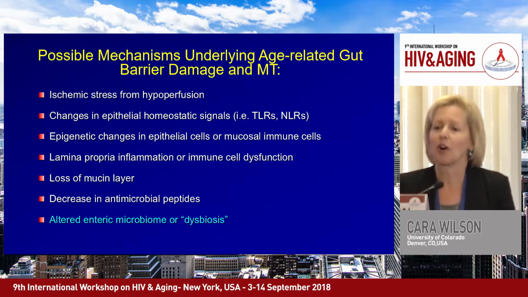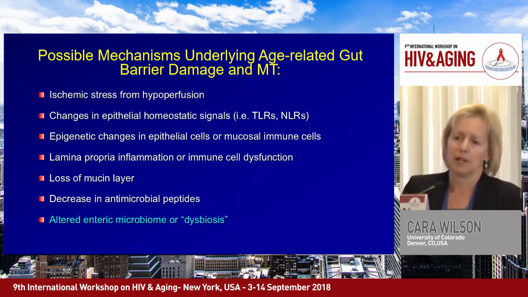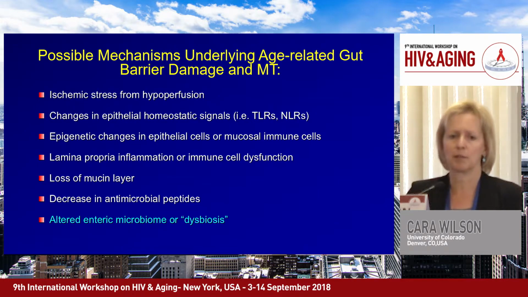What we don't know is what's causing this, and there's a lot of interest in the aging field about this. Some of the possibilities range from ischemic stress from hypoperfusion, hardening of the arteries and low blood flow, to epigenetic cellular changes in homeostatic signals, such as toll-like receptor and NOD-like receptor expression that are involved in homeostasis. There is a possibility that there's lamina propria inflammation or immune cell dysfunction, so immune senescence might be contributing at the gut level. Loss of mucin and antimicrobial peptides have been postulated as well.